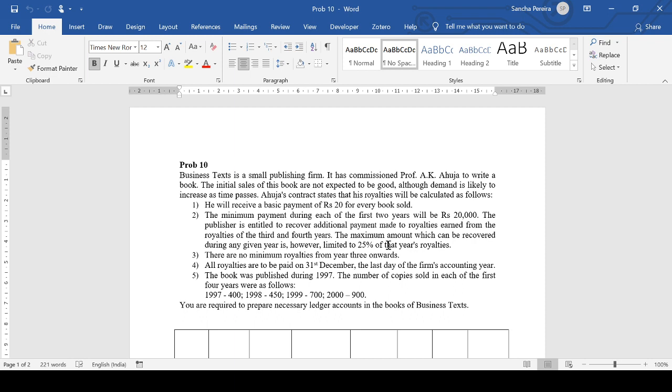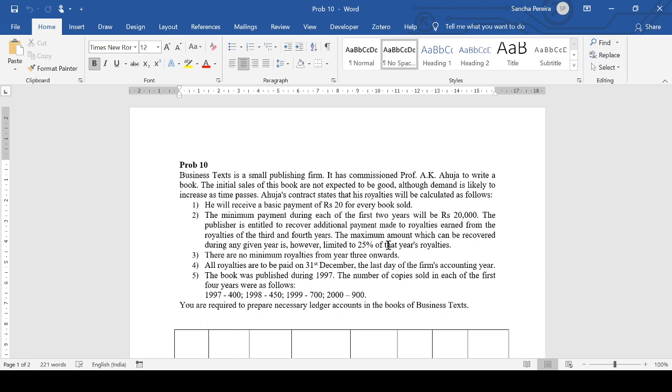So Business Text here is the lessee or the licensee, and Professor A.K. Ahuja is the landlord or the lessor. The terms and conditions of the agreement are as follows. He will receive a basic payment of rupees 20 for every book sold. The minimum payment during each of the first 2 years will be rupees 20,000. Minimum payment is the minimum rent.